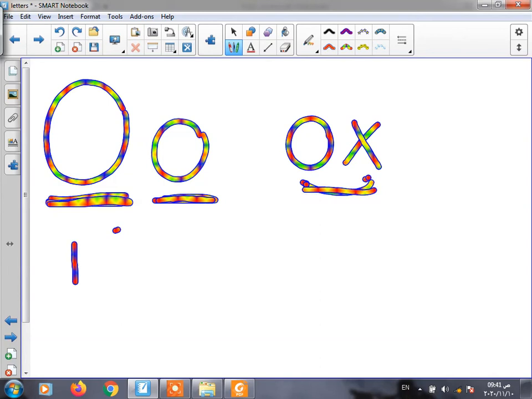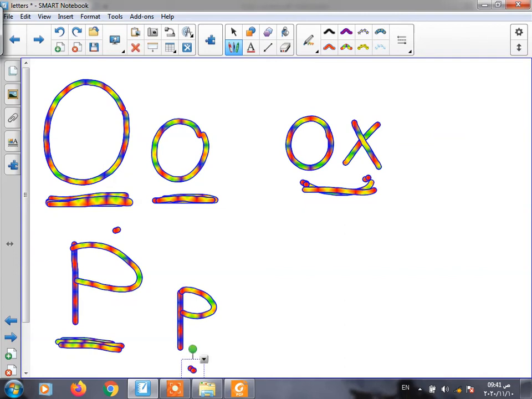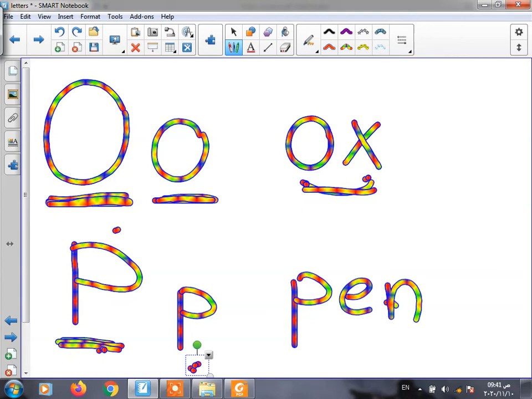KG2, what's this letter? P. What's this sound? P. Letter P, sound P. KG2, what is the word for letter P? Pen. How can I write the word pen? P, E, N. Pen.